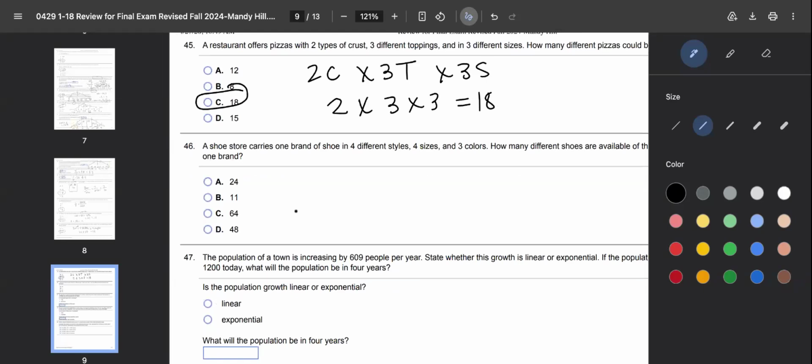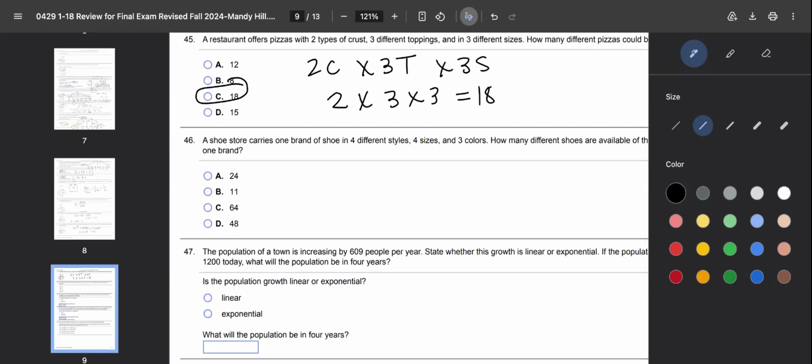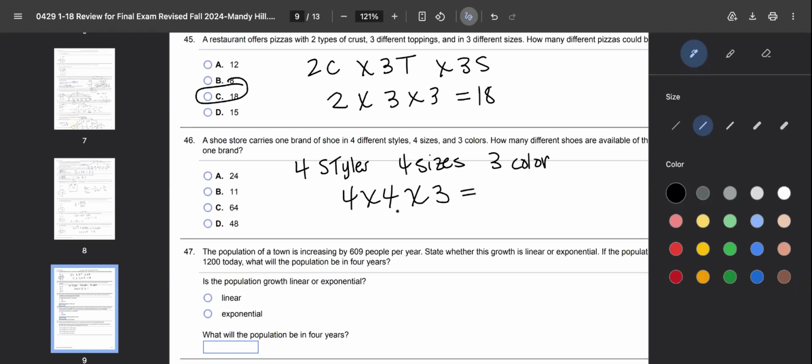A shoe store carries 1 brand of shoe in 4 different styles. So we have 4 styles of shoes. We have 4 sizes and we have 3 colors. How many different shoes are available? This law of multiplication should tell us that 4 times 4 is 16 and 16 times 4 is 48. And so we're going to end up with 48 different types of shoes if we take into account the styles, the sizes, and the color.